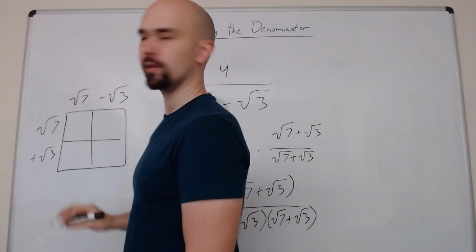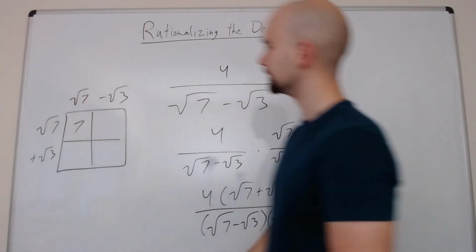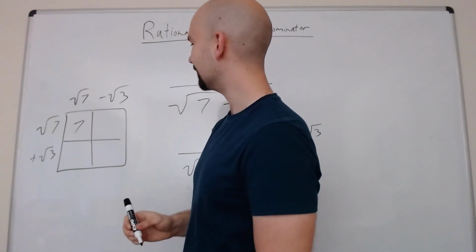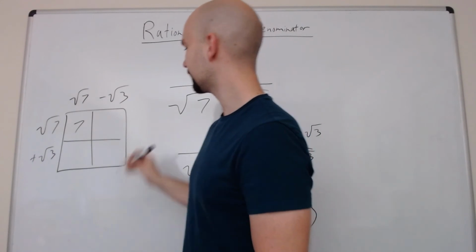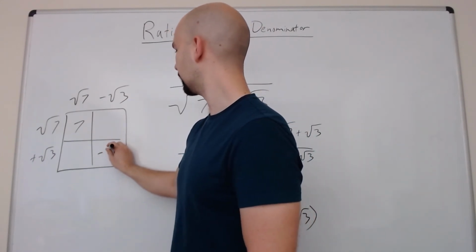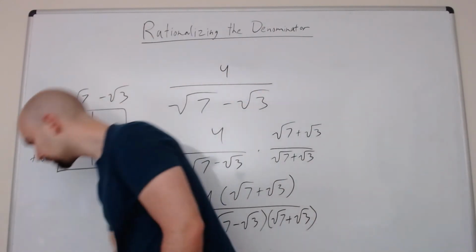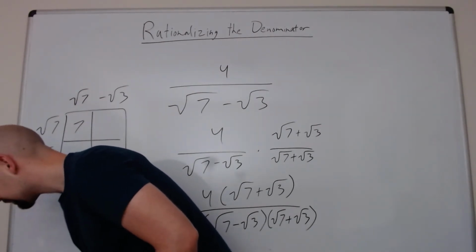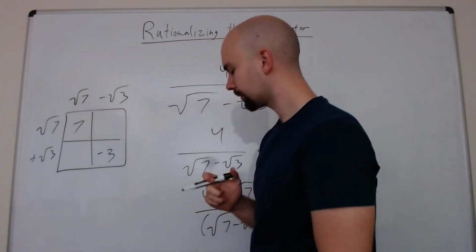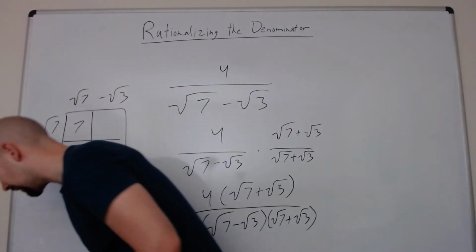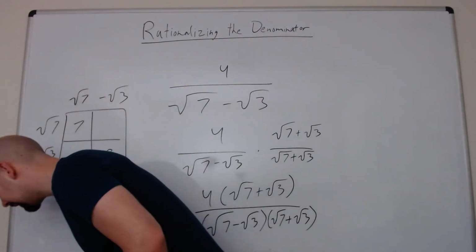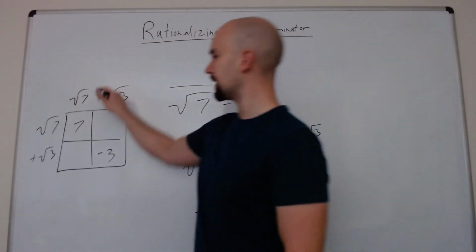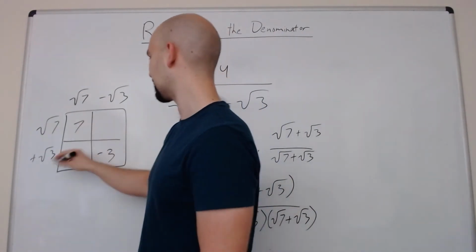Square root of 7 times square root of 7, 7. Square root of 3 times the square root of 3, this is going to be negative 3. I want to make sure I didn't copy the problem wrong just a second. No, I did. I did it right. Okay. And then in the middle, square root of 7 times the square root of 3.